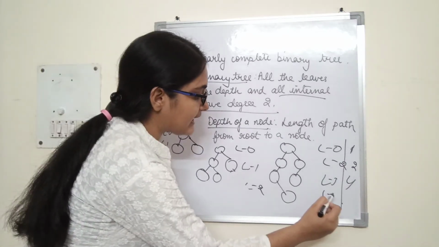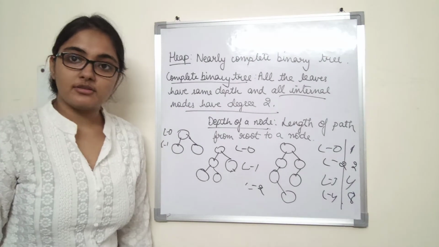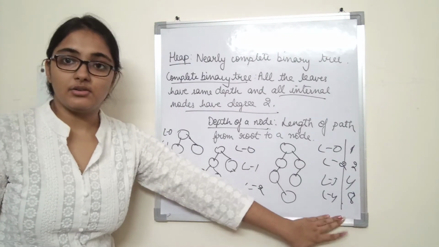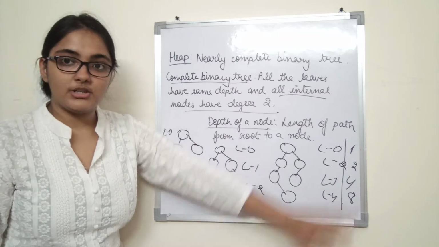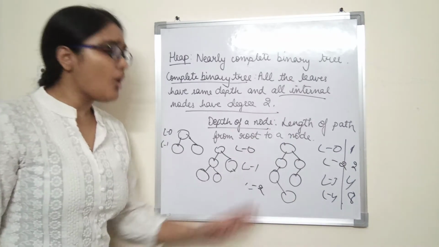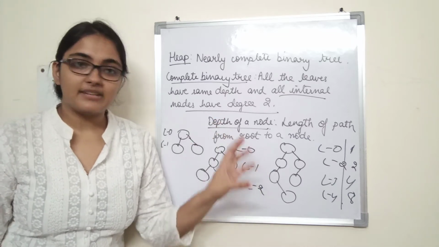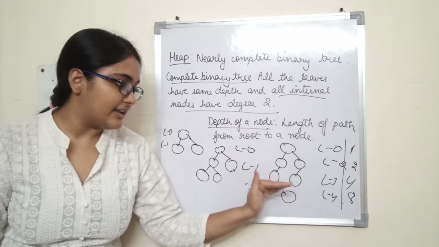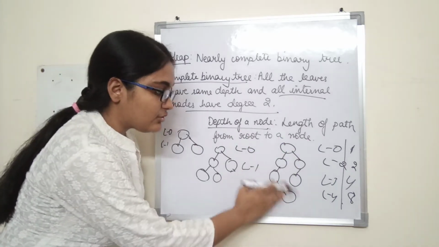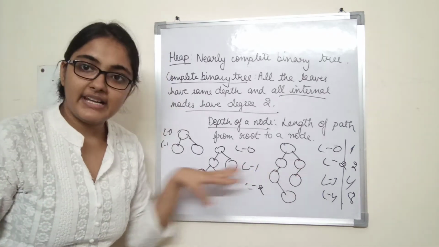At level 4 it can have at most 8 nodes. Alright, so you must have studied binary trees, so I am not going into much detail of it. All I want to say is, in a nearly complete binary tree, we have to start filling the nodes level wise and from left to right, level by level. So here, if this node has to be present, it should be present here. The nodes should be filled left to right.